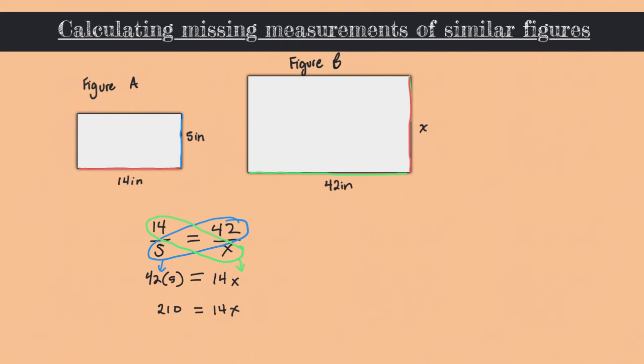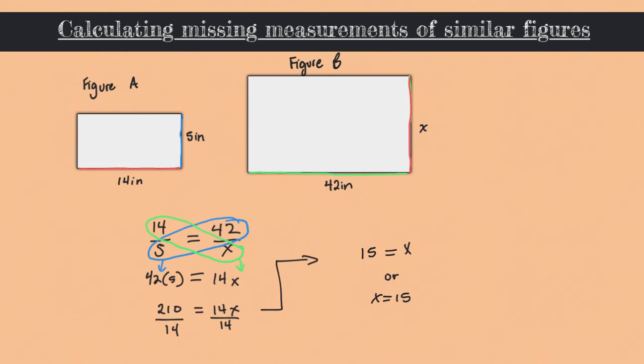And now we still want to get our x by itself, because remember, we're trying to solve for the missing measurement. So we're going to divide by the 14, because we're trying to get rid of it from the right-hand side. Whatever we do on the right, we just must do on the left. And so we end up with x on the right-hand side is equal to 210 divided by 14, which is 15, okay? And this is the same thing as saying x is equal to 15.